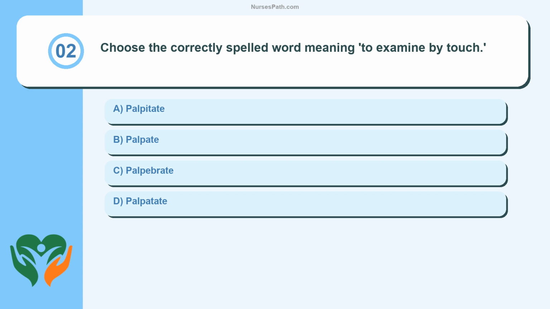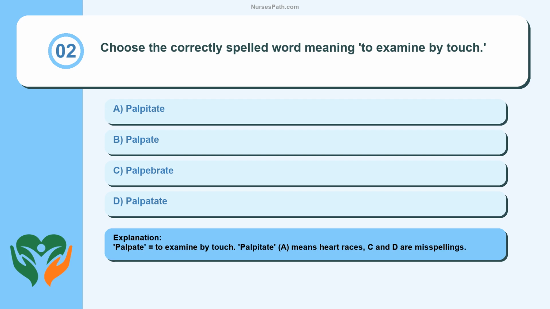Question 2. Choose the correctly spelled word meaning to examine by touch. Palpitate, palpate, palpibrate, palpitate. Palpate equals to examine by touch. Palpitate means the heart races, and C and D are misspellings.